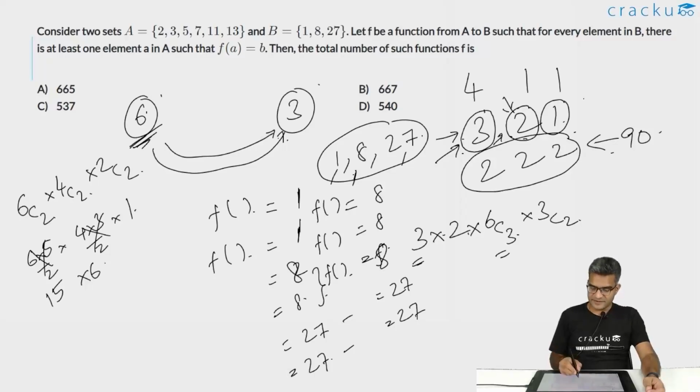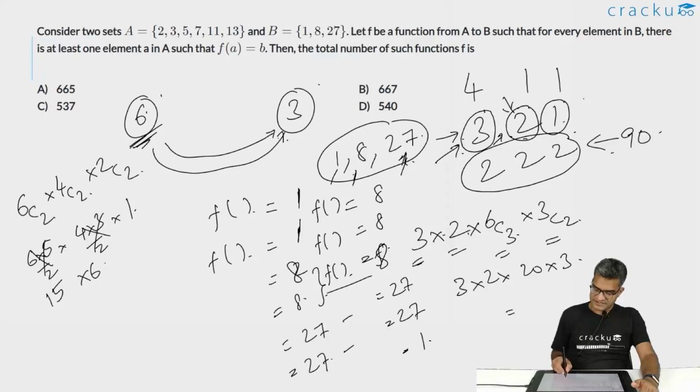Which of these two will have 2 elements attached to them can be selected in 2 ways. Let us assume that that number is 27. Now out of the 3 numbers which are remaining in A, f of those 2 numbers will be equal to 27. That can be selected in 3C2 ways. Once that is done, we are just left with 1 and there will be 1 element left in A, so that will be attached to B. This, if you are simplifying, is 3 into 2 into 6C3, which is 20, into 3C2, which is 3. This is equal to 360.